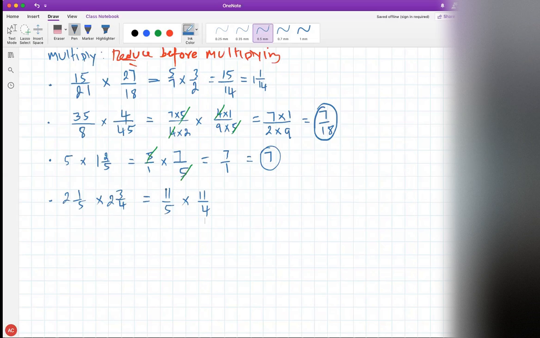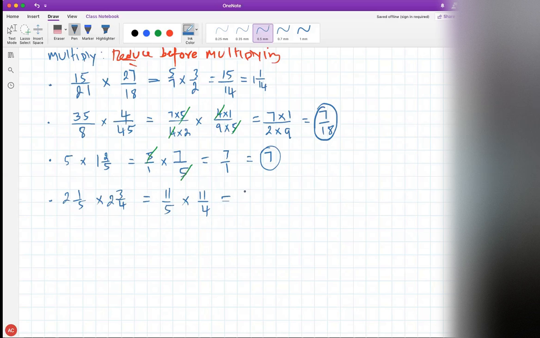I know that we can do something. I just don't know what it is. Can we cancel out the 11s? We can't cancel the 11 and 11 because they're on the same side. They're both at the top. It has to be one up, one down. They cannot cancel. So nothing reduces, and you can go ahead and multiply.